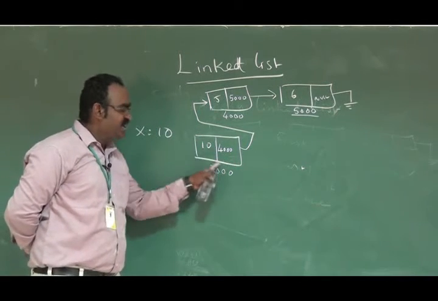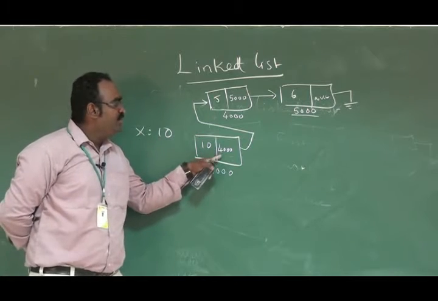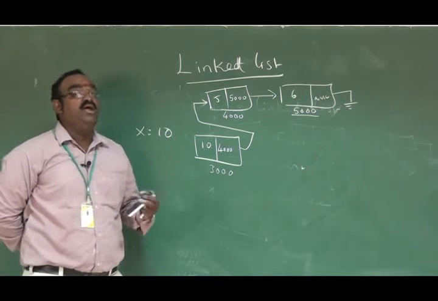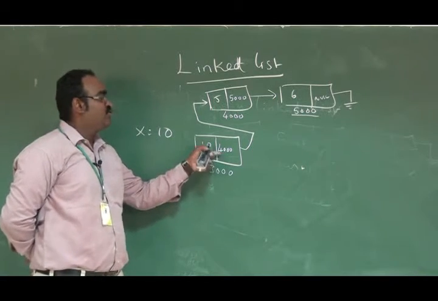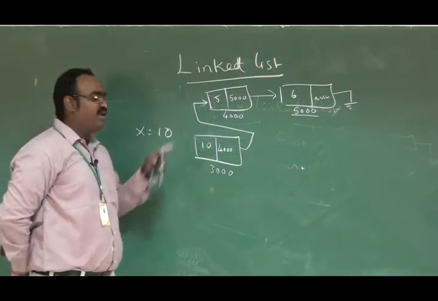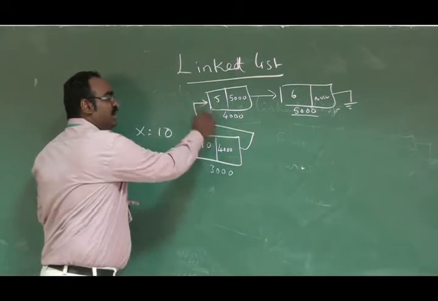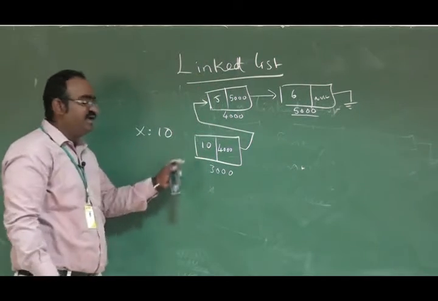The new node is created, then the pointer holds the address location. What is a pointer? It stores the address of another location. So this pointer has 4000. Now this is the first node, linking to 5 and 6. So this is insert first.